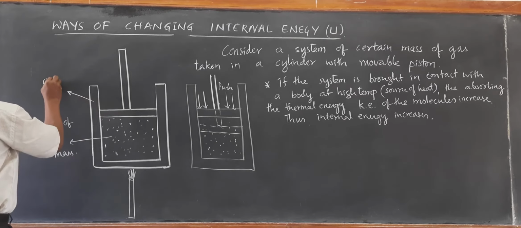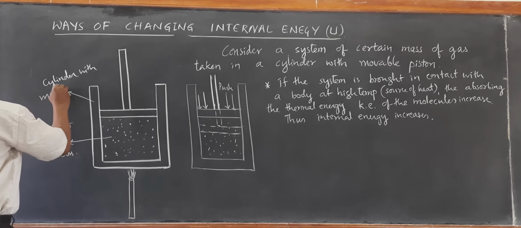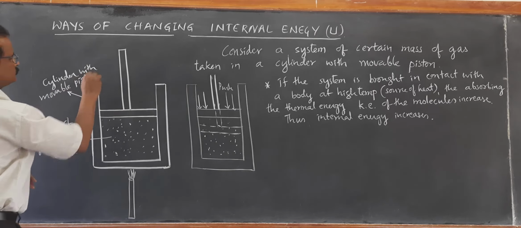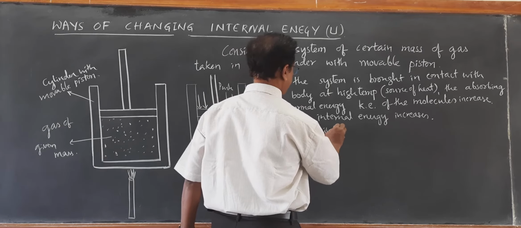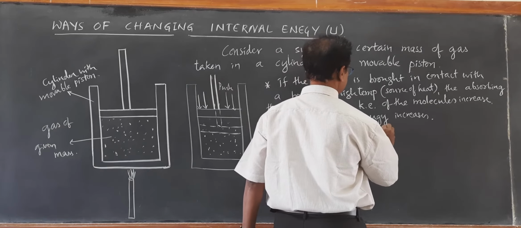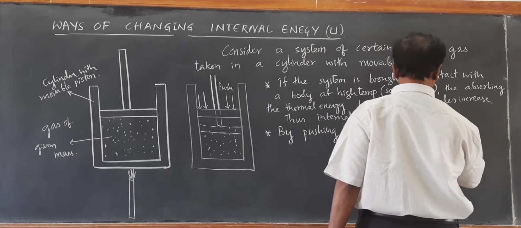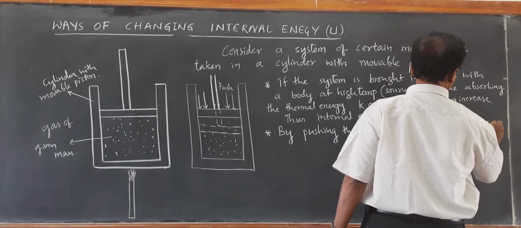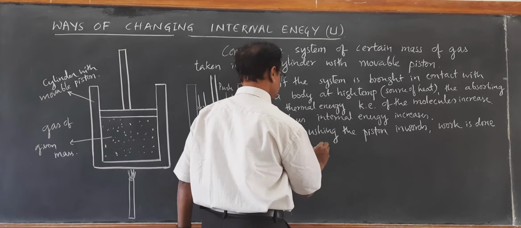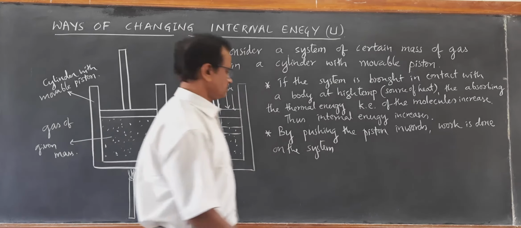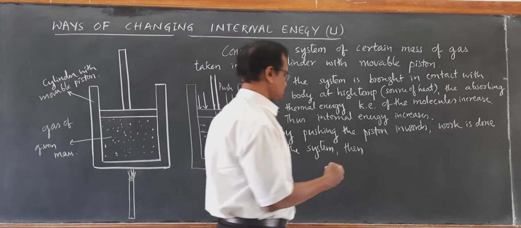This is a cylinder with a movable piston. The second one is by pushing the piston inwards. By pushing the piston inwards, work is done on the gaseous system. When work is done on the gaseous system, then due to frequent collisions, the kinetic energy of the molecules increases.